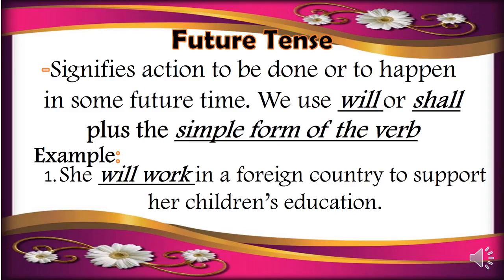Future tense signifies action to be done or to happen in some future time. We use will, shall, plus the simple form of the verb. Example, she will work in a foreign country to support her children. The underlined word is will work. So it uses will plus the simple form of the verb, which is work.